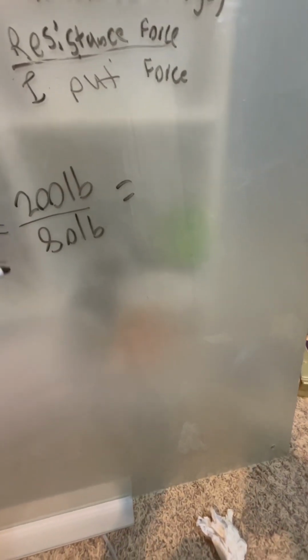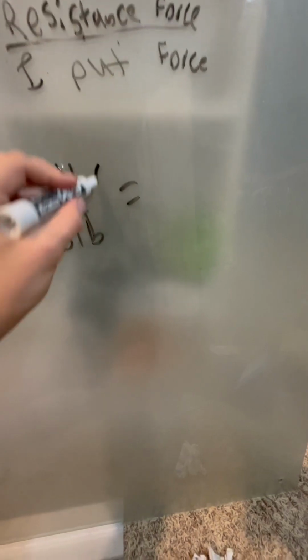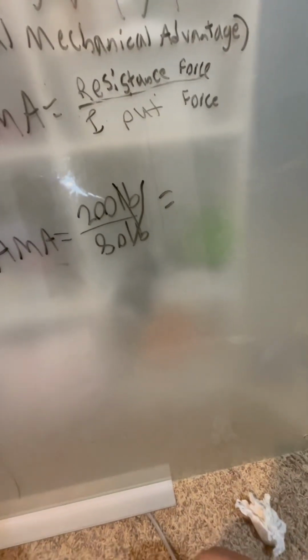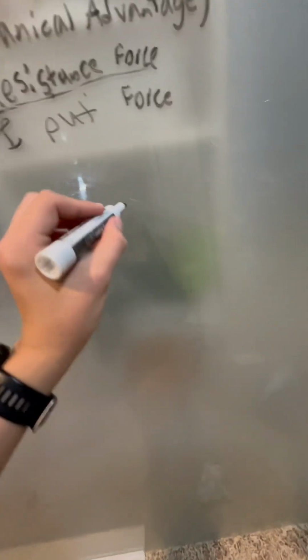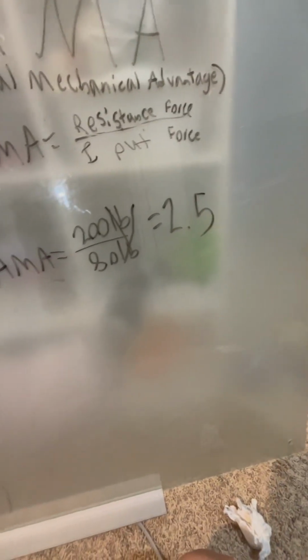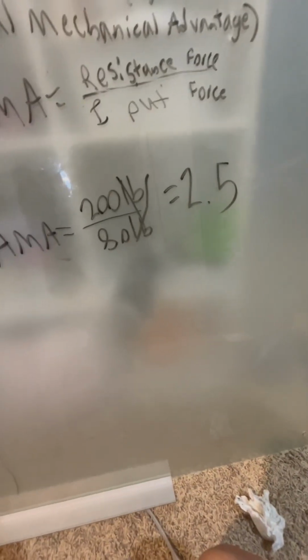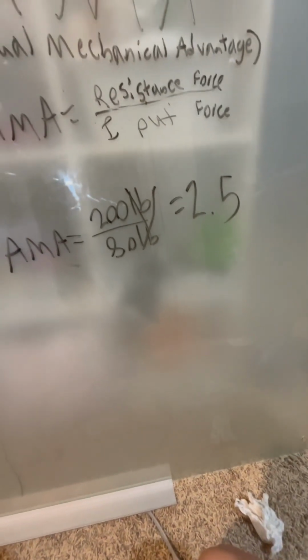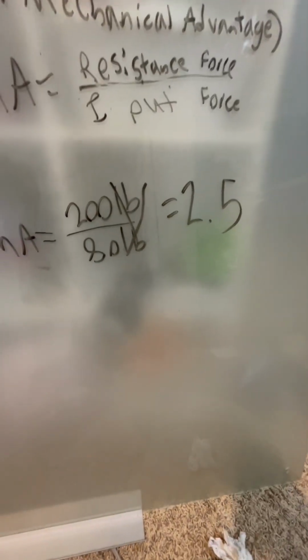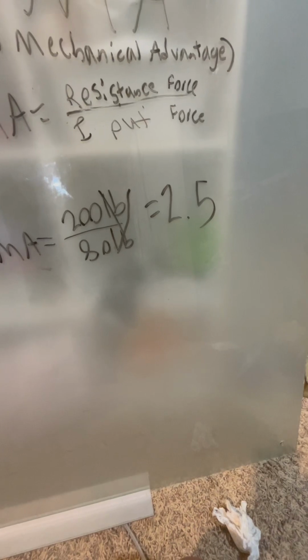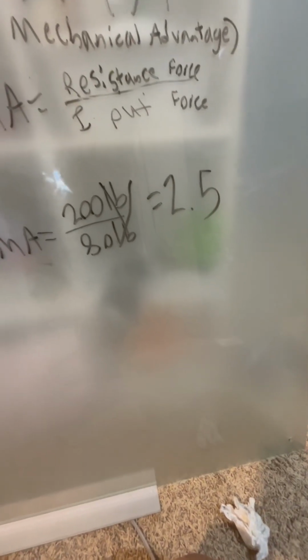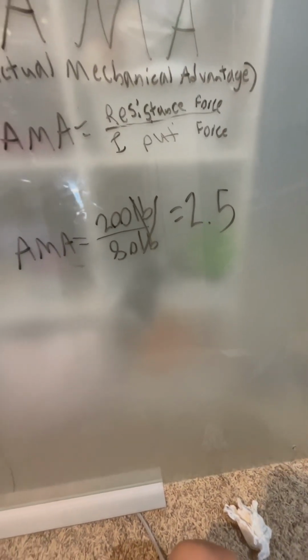Now, because we're dividing it up, we don't have to worry about the units. And now it's just 200 divided by 80, which is 2.5. This means that using the ramp to get the box into the truck, the ramp makes it 2.5 times more efficient. And by it, I mean the worker's effort force or the input force.